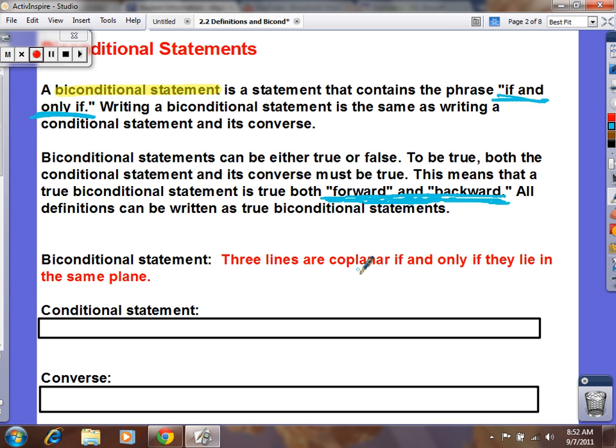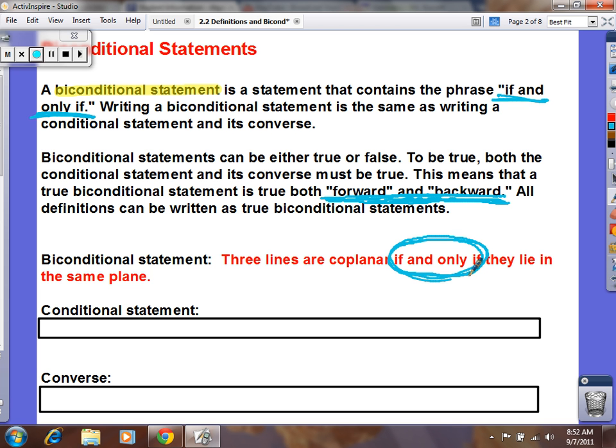Three lines are coplanar if and only if they lie in the same plane. Three lines are coplanar. That means they all lie in the same plane. Here's your phrase that throws you off: if and only if. When you see that phrase, what does it tell you it is? A biconditional statement. So there it is: if and only if they lie in the same plane. Okay, try and write the conditional statement. What is the conditional statement?